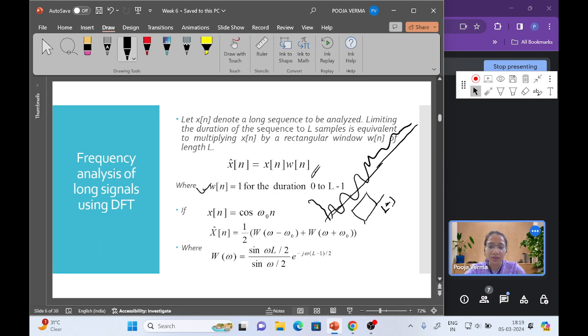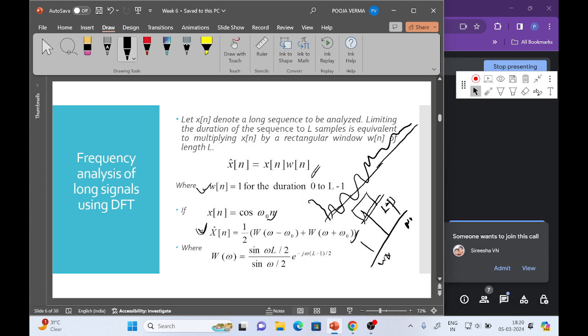Okay, and if x(n) = cos(omega naught n), then what will be the function for the frequency analysis? That will be X cap(omega) = 1/2 [W(omega - omega naught) + W(omega + omega naught)]. There are different types of terms where we are just taking, at every instant, omega naught, and so omega minus omega naught.